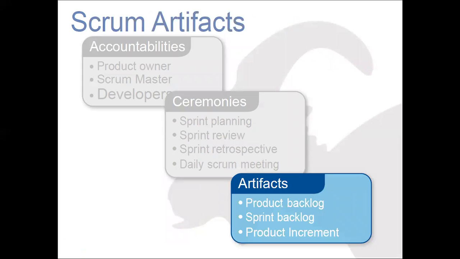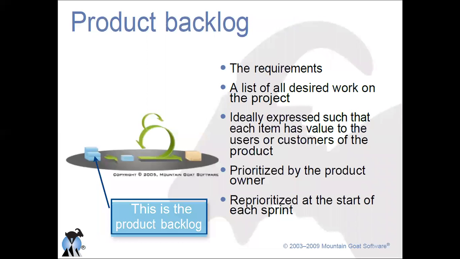Okay, now the Scrum artifacts. We have three artifacts. Let's begin with the product backlog. The product backlog is the list of all desired work on the project, the requirements. Ideally, each item is expressed such that it has value to the users or customers of the product, prioritized by the product owner and reprioritized at the start of each sprint.